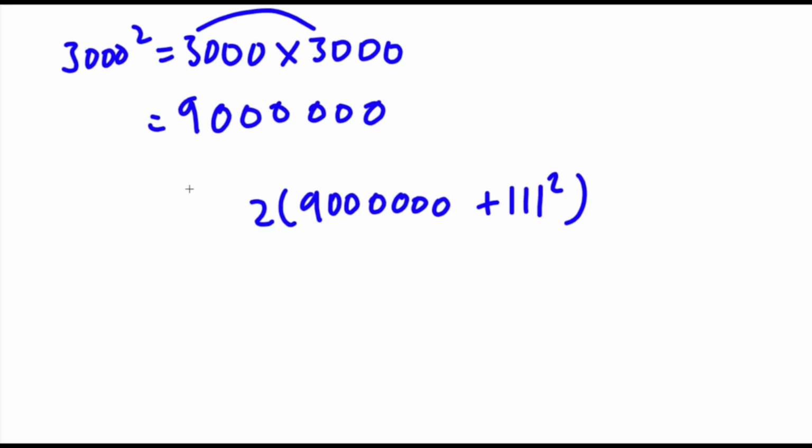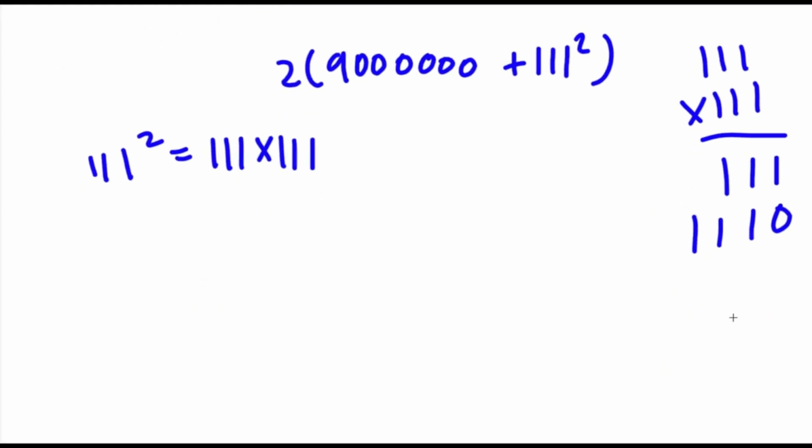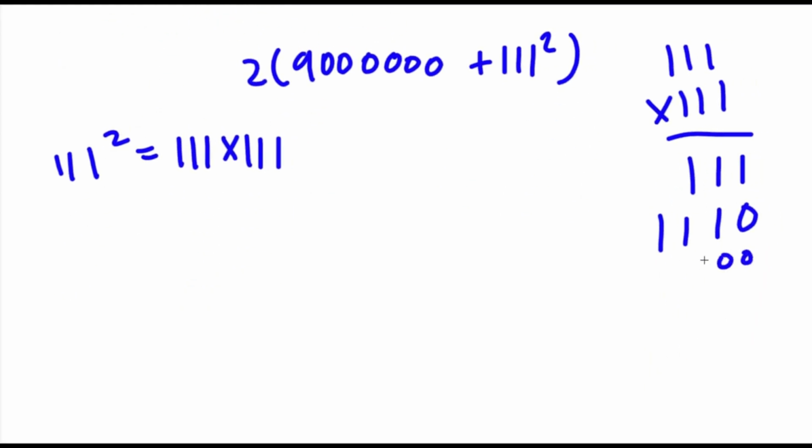Now for 111 squared, this is equal to 111 times 111. Now, if we try to do this, 1 times 1 is 1, and we continue multiplying and adding the columns. So I have 1, 2, 3, 2, 1, which is our answer.